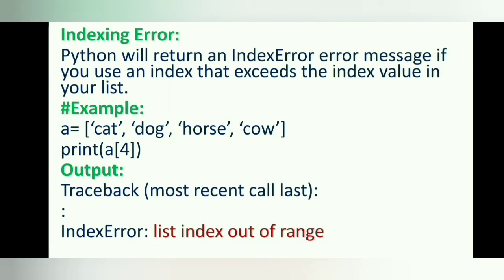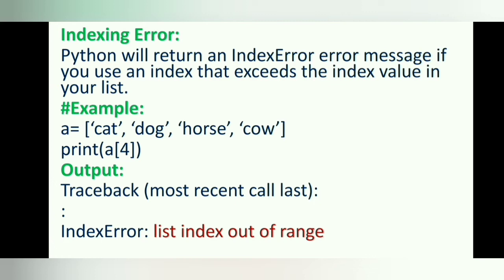Indexing error. Python will return an index error message if you use an index that exceeds the index value in your list. Example. In this example, valid indexes are 0, 1, 2 and 3, but we have used 4, which exceeds the index value in the list. So Python will return an index error message that list index out of range.